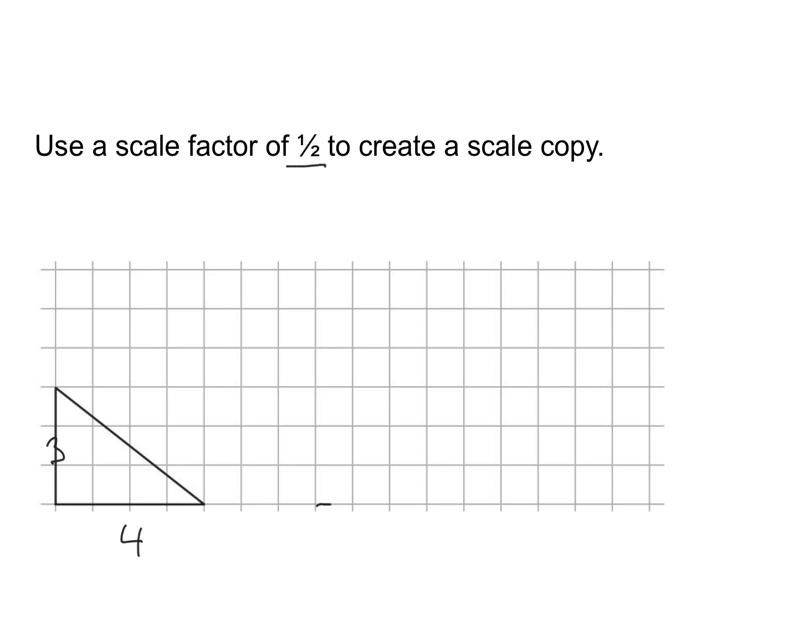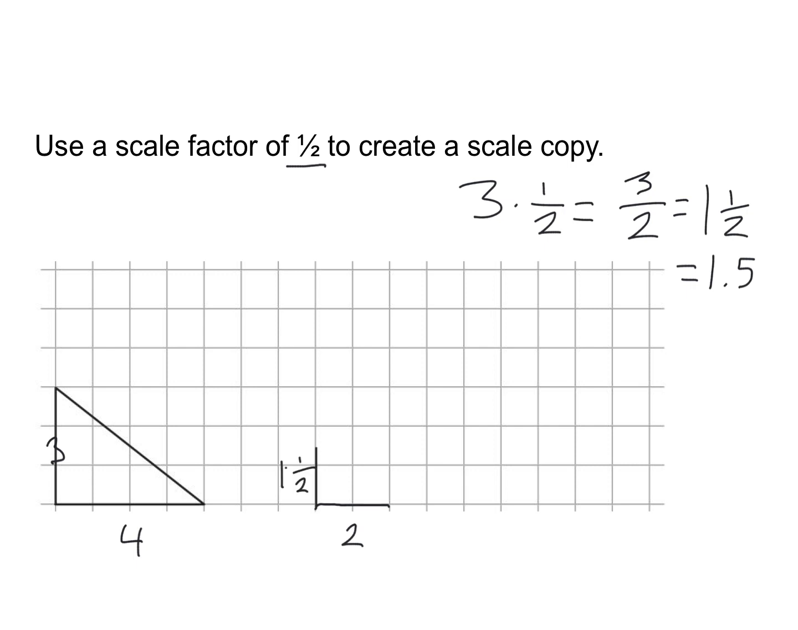So our new triangle is going to have 2 down here. Now we have to think, what is 3 times 1/2? 3 times 1/2 equals 3/2, or that's the same thing as 1.5. Or, if you want to think about it with decimals, 1.5. So we need to approximately show 1.5. And then once again, we will connect our two legs. Yeah, that's not straight, but if you have a ruler, yours will look a lot nicer than mine.